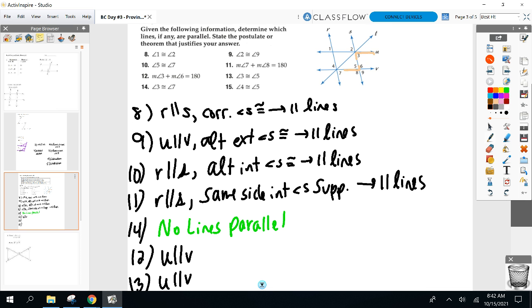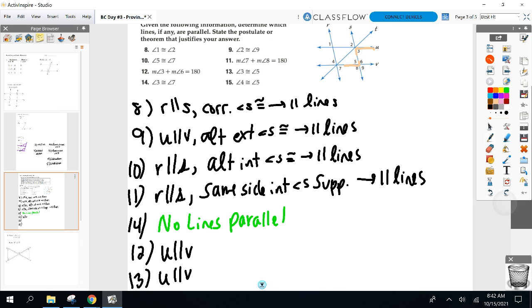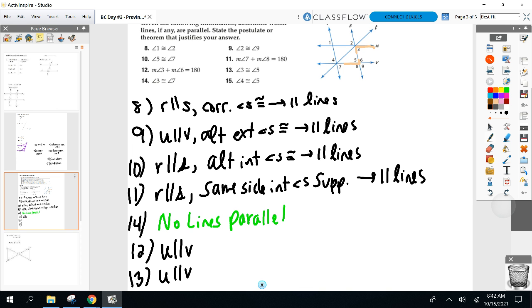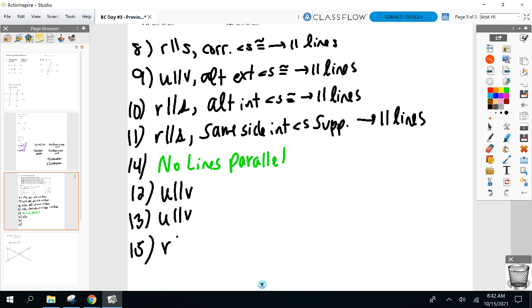And then 15 was angles 4 and 5. So what lines were parallel there? R and S. What type of angles were they? Corresponding angles, congruent, imply parallel lines. Okay? Is this getting a little better now? You got to make sure.